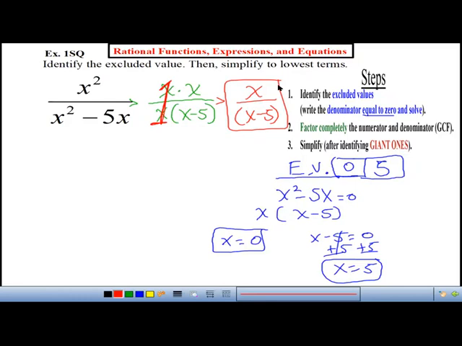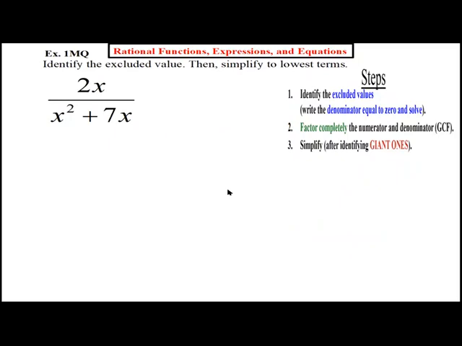All right. So I showed you the only different step on this one was the excluded value: this has 2 excluded values because now we're dealing with what? Quadratics in the denominator. I'm going to give you one, see how you do by yourself. It looks very similar. Example 1 mega Q reads 2x over x squared plus 7x. Find me the excluded value and then simplify. I'll give you 2 minutes. Go.